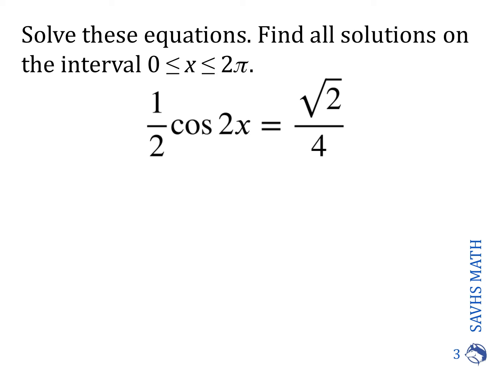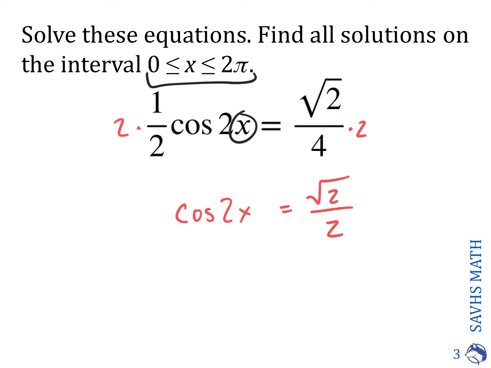Okay, so the first kind of problem on this assessment is solving equations. We're looking for all of the solutions between 0 and 2 pi. That's what this little inequality thing there says. So what we need to do is get x by itself. First, let's multiply both sides by 2. We're going to get cosine of 2x equals the square root of 2 over 2.